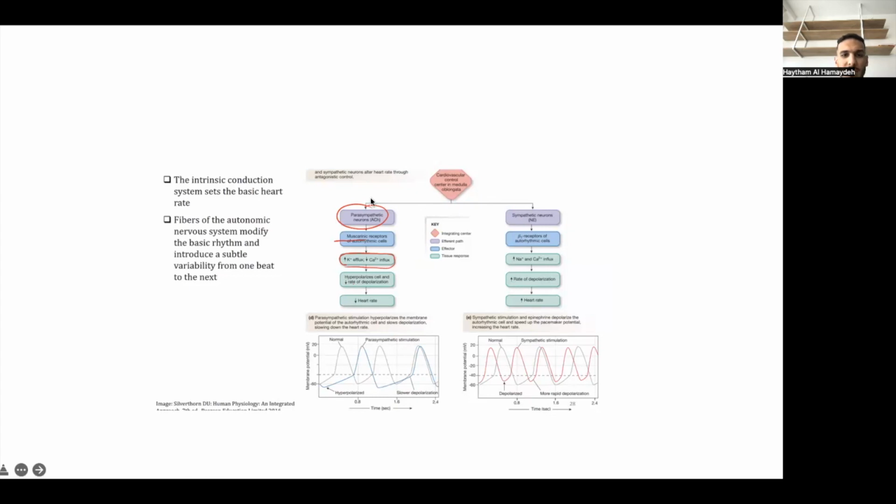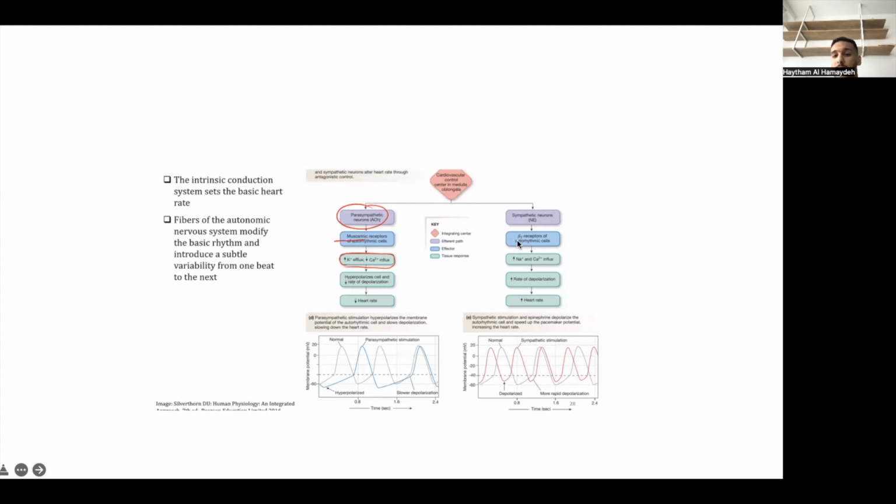And parasympathetic neurons work by reaching the muscarinic receptors. They increase K+ efflux, so more K+ is going out. This causes repolarization, which does not really help us. We don't have Na+ here. We have K+ effluxing, causing repolarization effects. Look here, hyperpolarization right there, and decreased Ca2+ influx. So this does not help us in getting anywhere. The cell is hyperpolarized, depolarization decreases, and heart rate decreases.